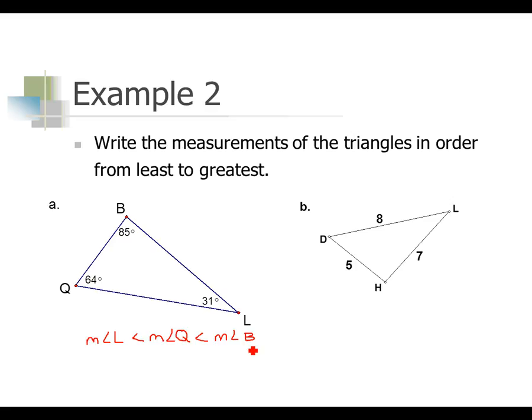And then go with the sides that are opposite. Opposite of L is QB, which would be less than, opposite of Q would be BL, which is less than, opposite of B is QL. For our next one, our smallest side is DH, which is less than, the next one will be HL, which is less than, the greatest one is DL.